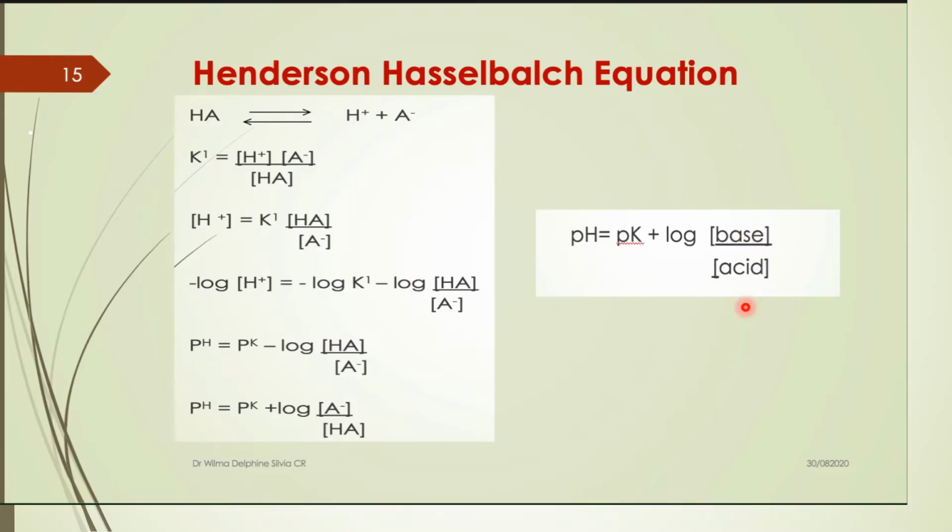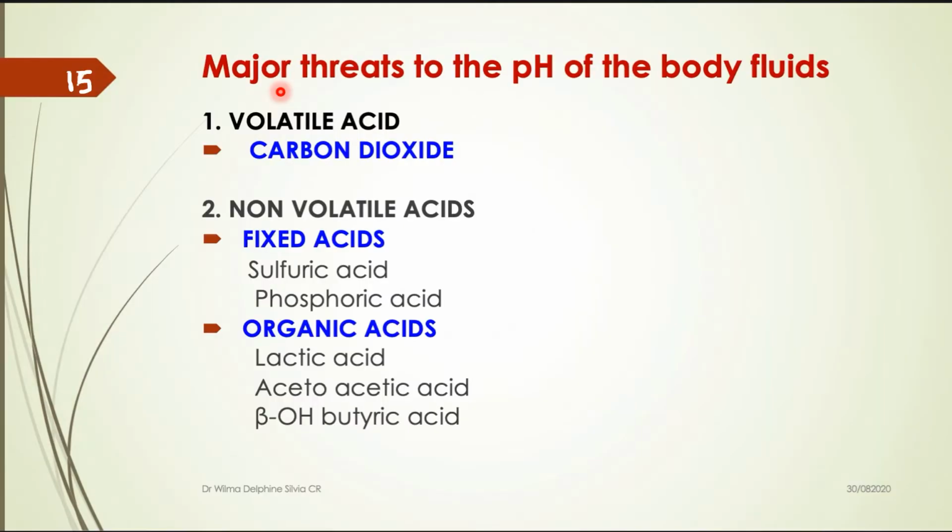The Henderson-Hasselbalch equation indicates the relationship between three parameters: pH, pK and the ratio of conjugate base to the undissociated acid. It enables one to relate quantitatively the changes in base, acid and the pH. So if you know the pK and the ratio of base to acid, you can calculate pH, and if you know the pH value and the pK value, you can calculate the ratio of base to acid.